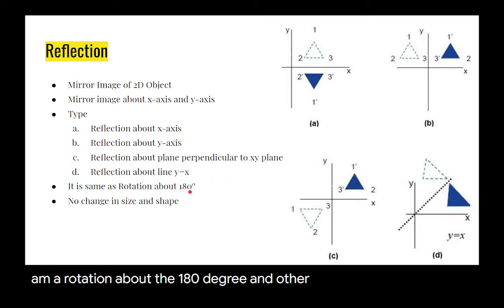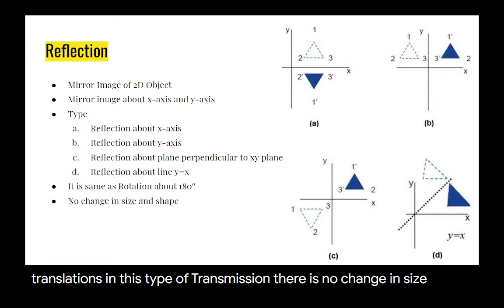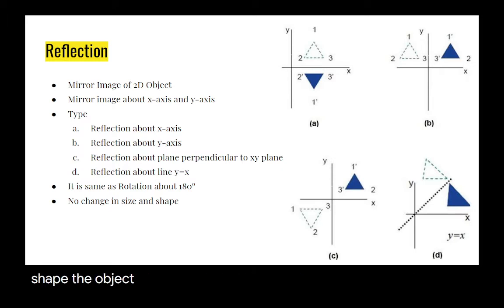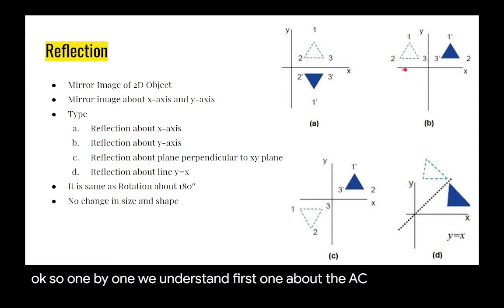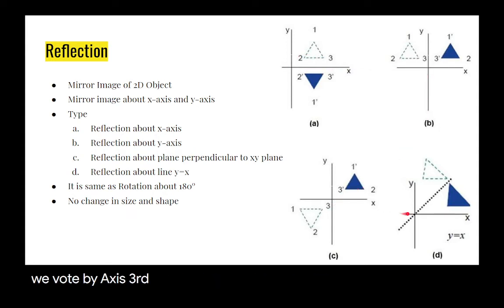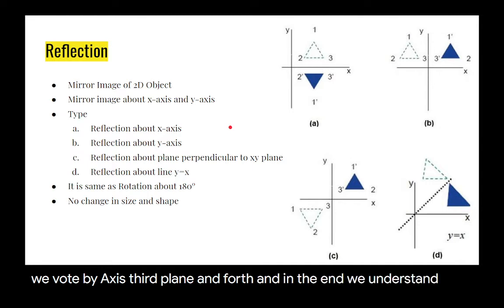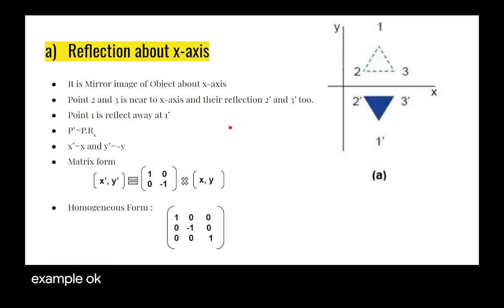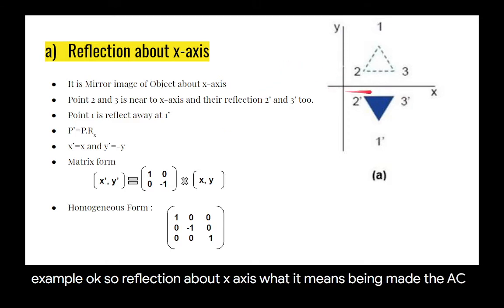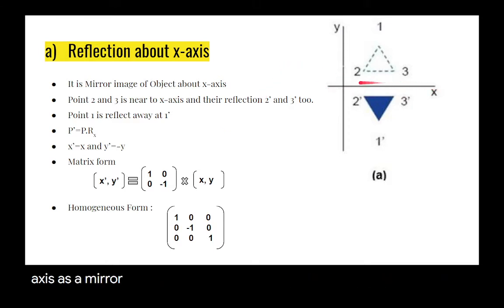Another thing, just like the other transformations, in this type of transformation there is no change in size and shape. The object is the same as it was before the reflection. So one by one we understand. First about the x-axis, second about the y-axis, third the plane, and fourth, and in the end we understand one example. Reflection about the x-axis means we make the x-axis a mirror.